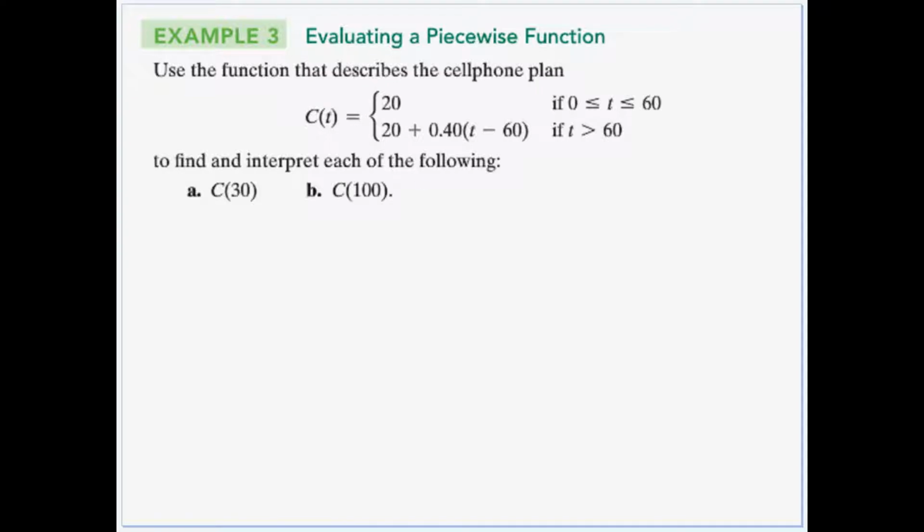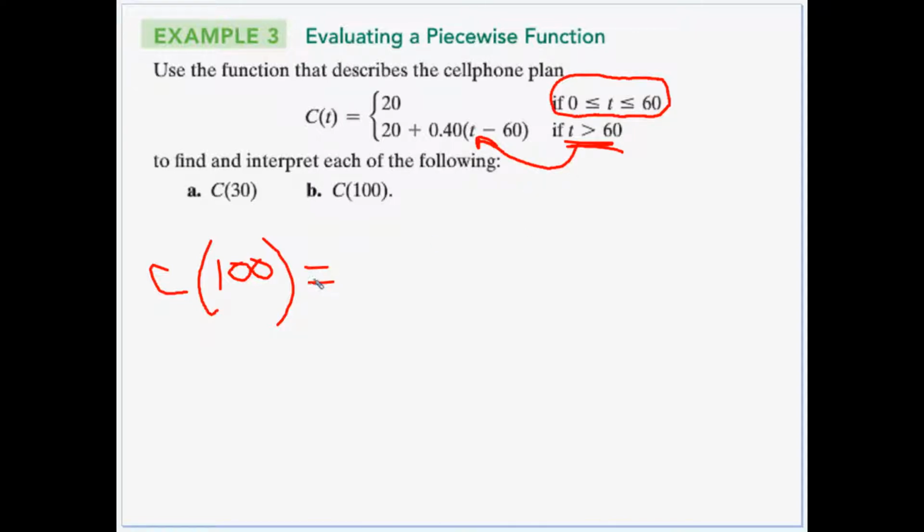Now part B, C of 100, is a little different. 100 is outside this range. We're not between 0 and 60. Now we're here. So our t value is 100. That's going to go in right there. So C of 100 is going to be 20 plus 0.4 quantity t minus 60.